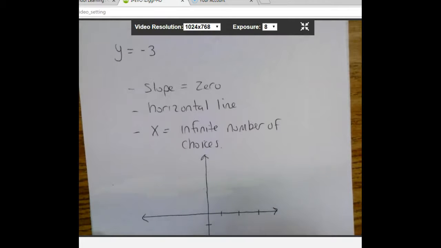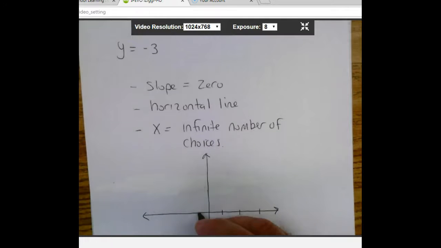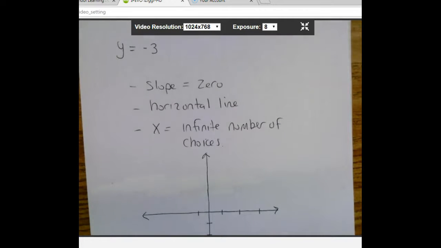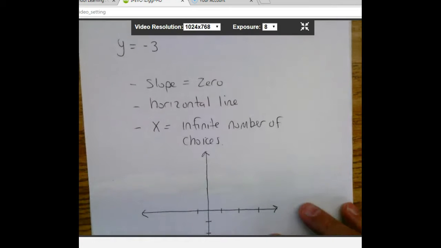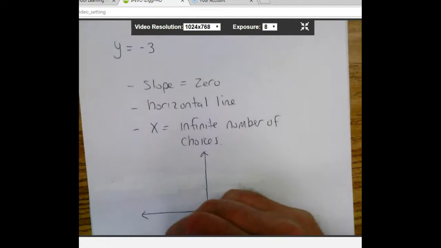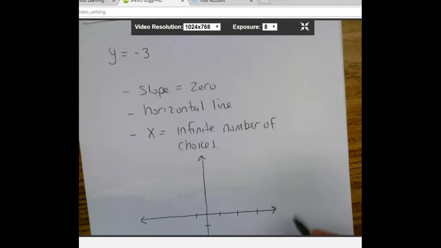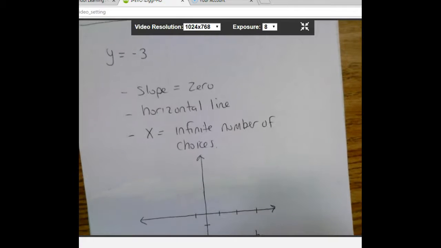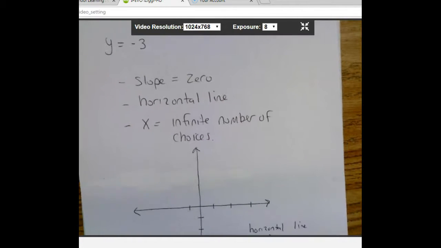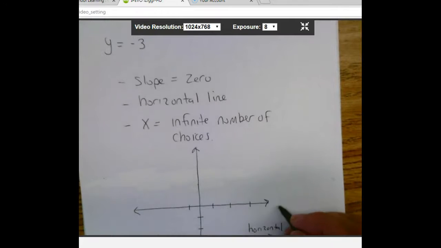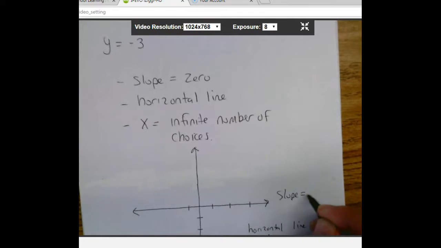So if y was negative 3, x could be 1, x could be 2, right? And we even go negative, it can be negative 1. And then you kind of see when you make the line, these points might be a little bit off, but again, it's showing us a horizontal line. And when you have a horizontal line, there's no slope, so slope equals 0.